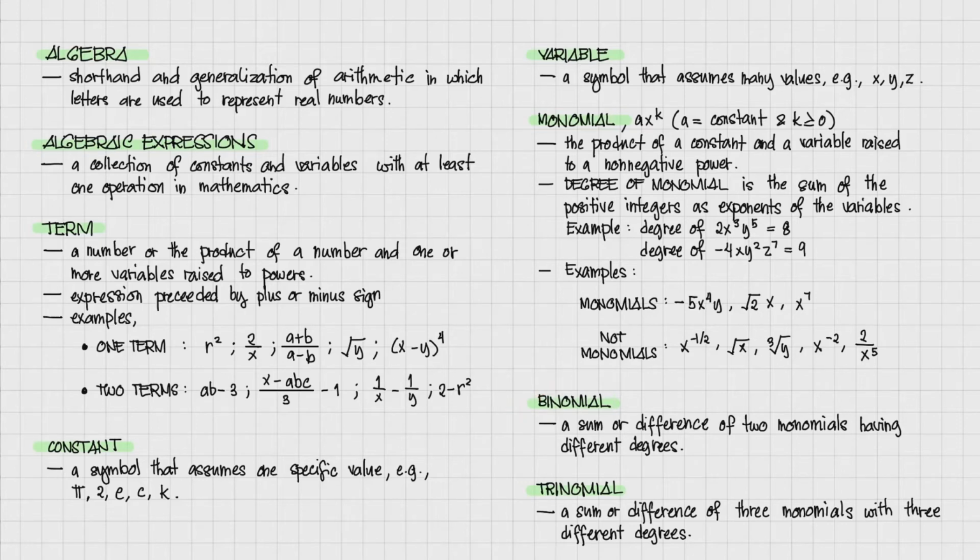Next, we have your binomial. Binomials are just sums or differences of two monomials having different degrees. Then you have your trinomial. It is a sum or difference of three monomials with three different degrees. And then some other definitions.